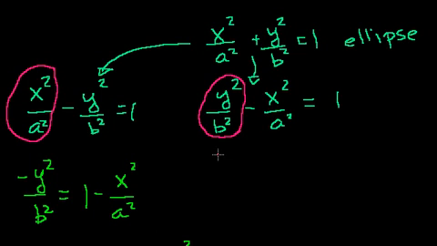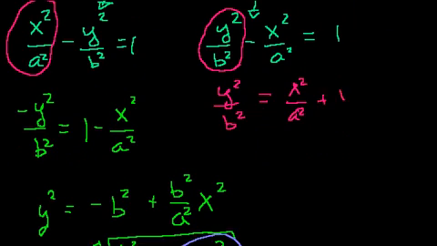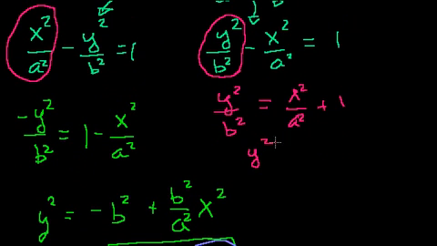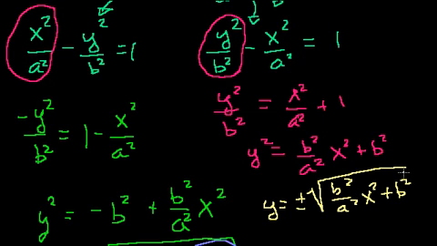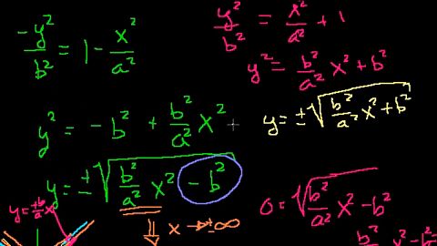So let's solve for y. You get y squared over b squared. We're going to add x squared over a squared to both sides. So you get equals x squared over a squared plus 1. Multiply both sides by b squared. y squared is equal to b squared over a squared x squared plus b squared. Got to distribute the b squared. Now take the square root. I'll switch colors for that. So y is equal to plus or minus the square root of b squared over a squared x squared plus b squared. And then once again, I've run out of space.